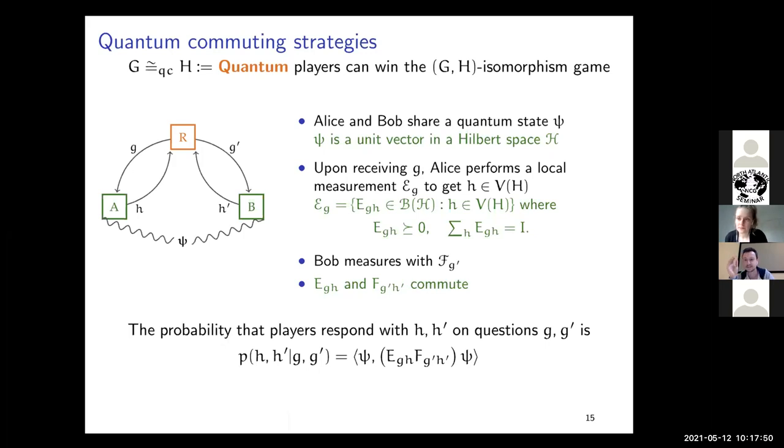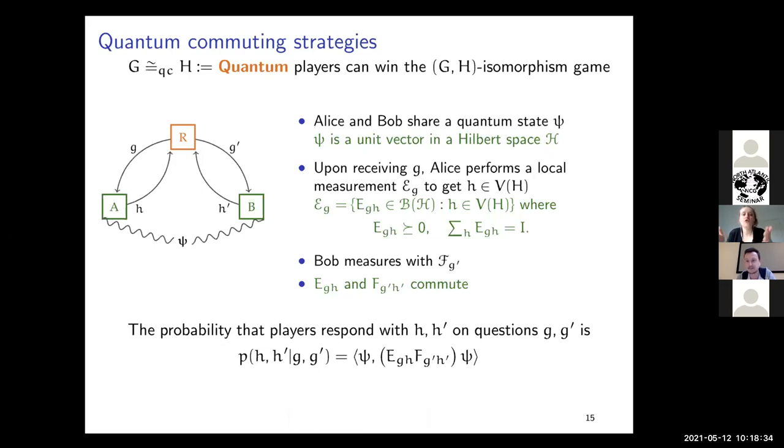But it's more like a principle, like looking for maximally entangled states? That's what you're saying? I'm saying that it's a statement that one can prove. The weaker type of statement would be that if there exists a perfect strategy, one that succeeds with certainty in this isomorphism game in the tensor product model, then there is also a strategy which takes this psi to be maximally entangled.